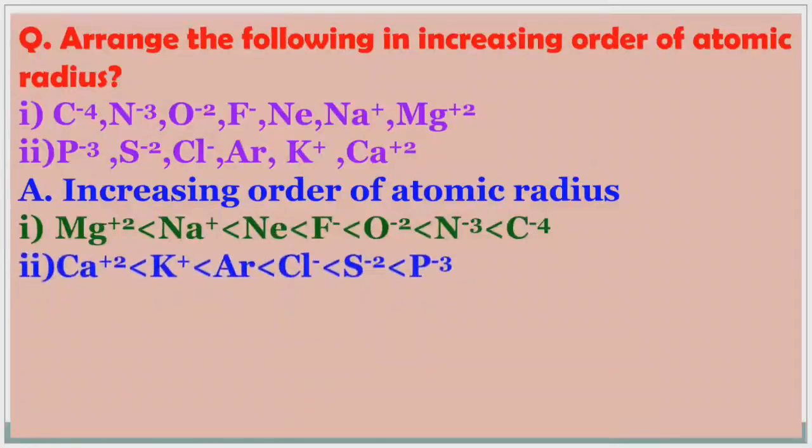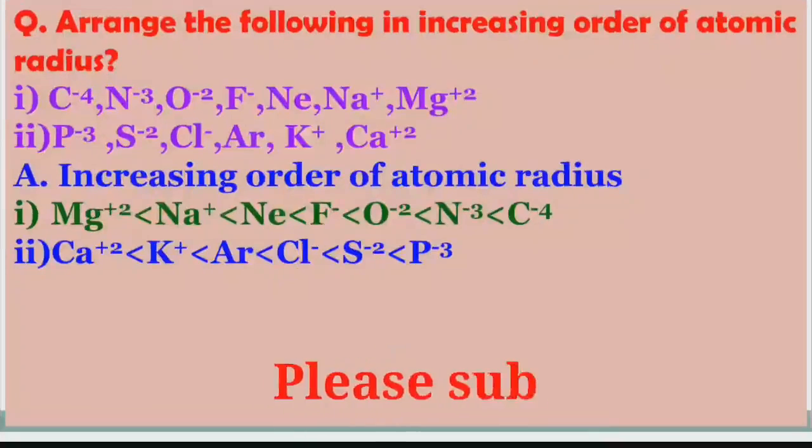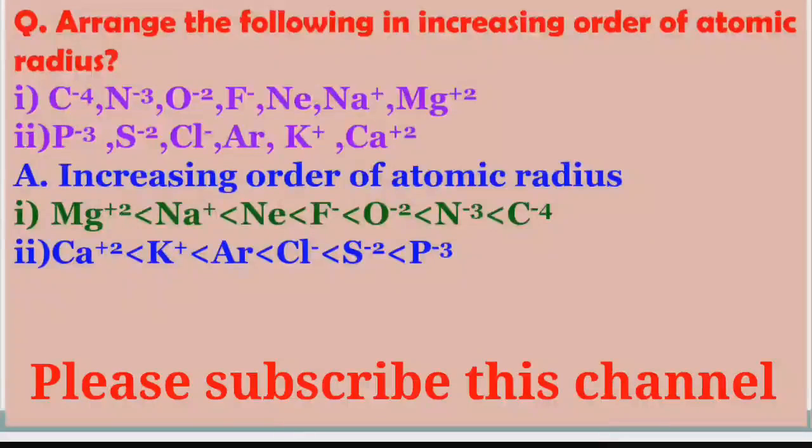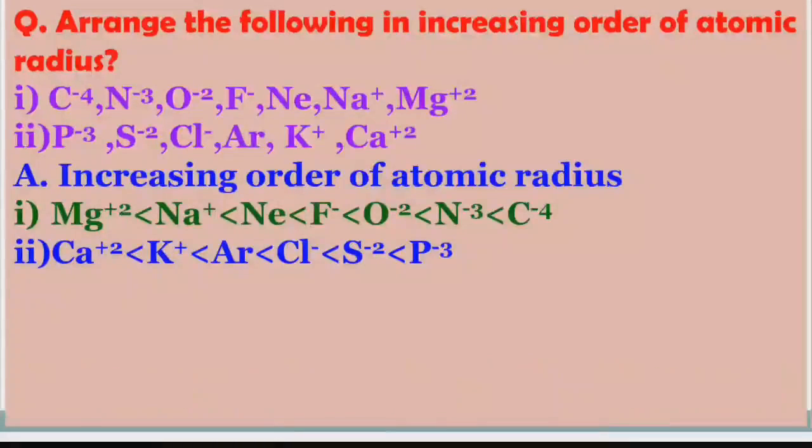The same way we can arrange calcium +2 having less radius than potassium plus, having less radius than argon neutral atom, having less radius than chlorine minus chloride ion, having less radius than sulfur -2 ion, having less radius than phosphorus -3 ion. This is a very important topic. All of you write notes and prepare well.